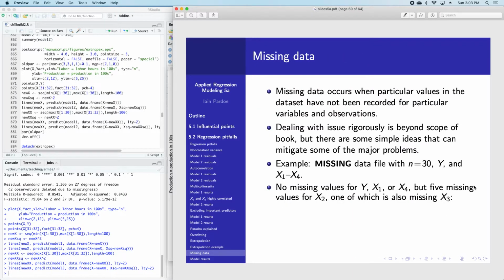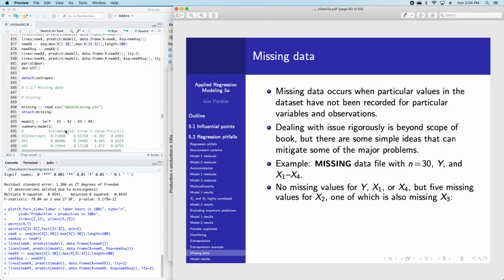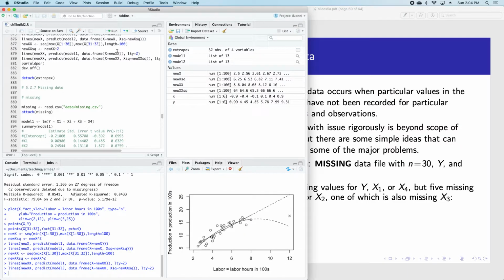Let's move on to missing data. Missing data is when there are particular values in the data set that have not been recorded for particular variables and observations. They might simply be mistakes that we're missing that data. The data might simply not be available for certain observations. But for whatever reason, we have some missing data. So let me show you what that might look like.